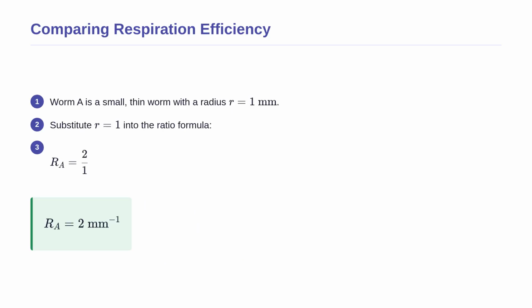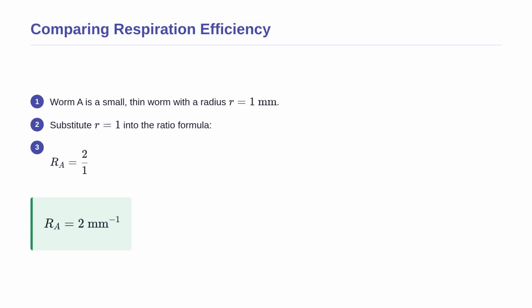Now that we have our formula, let us look at a practical example comparing the respiratory efficiency of two different worms. We want to calculate the surface area to volume ratio to see which one breathes more efficiently.